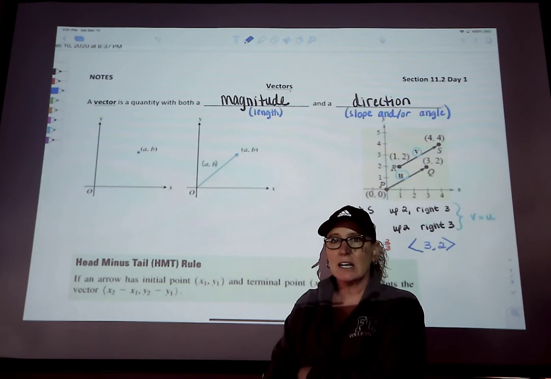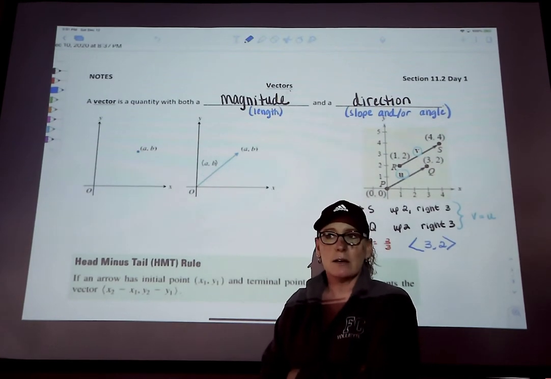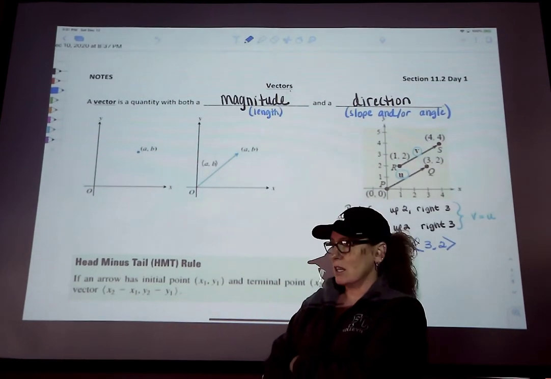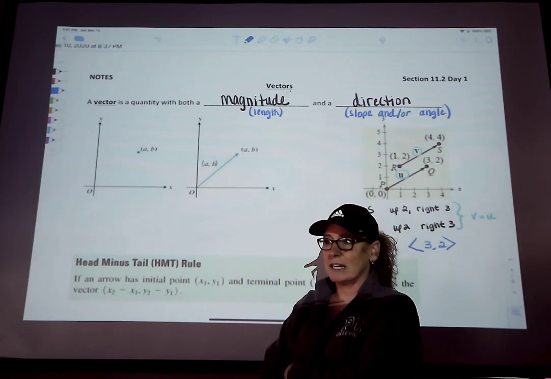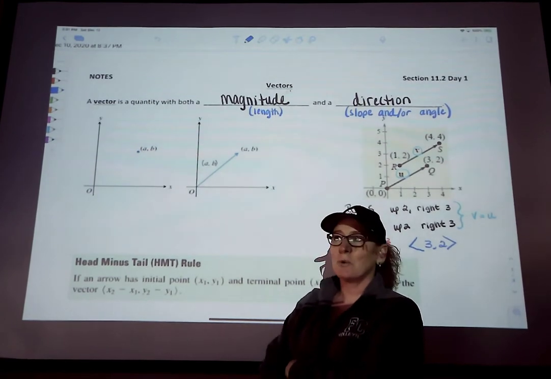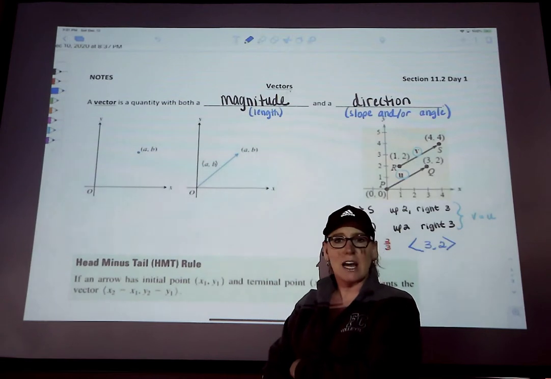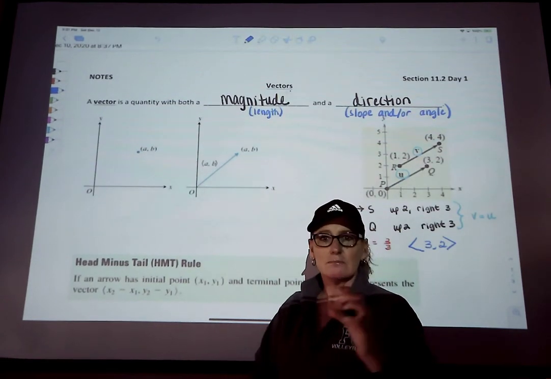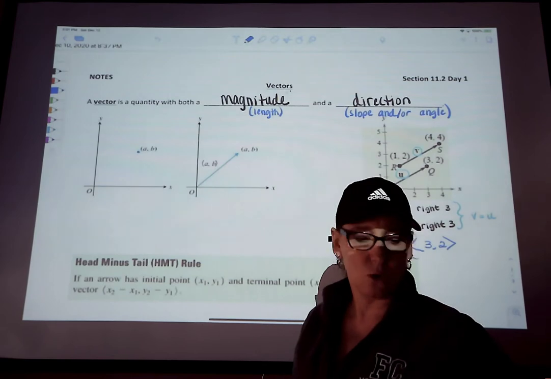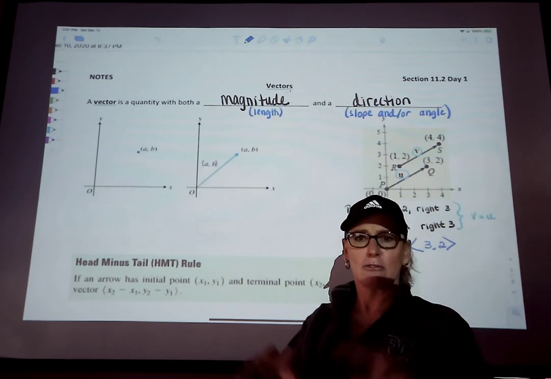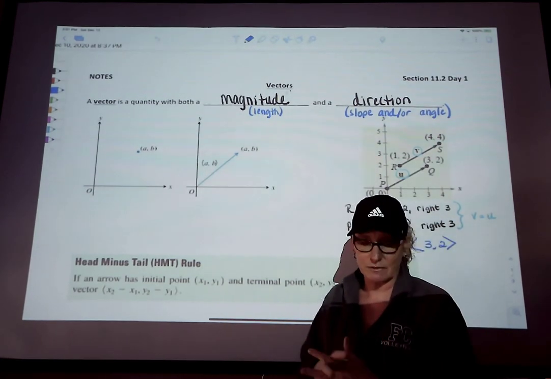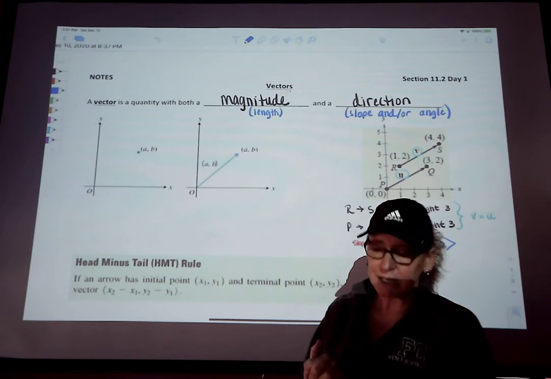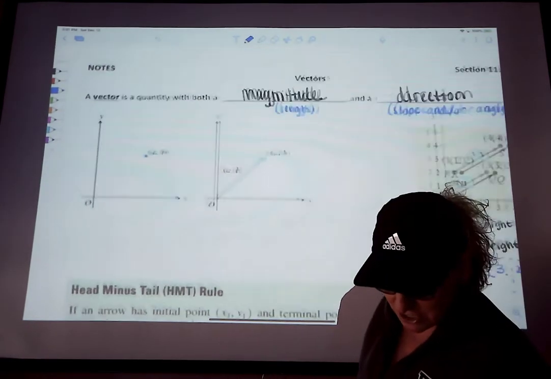I think last year in IB, which would have been the 2019-2020 school year, Mrs. Haley taught vectors briefly in that course, but I think the IB curriculum is changing and she's no longer going to teach vectors in IB. So, brief introduction to vectors.